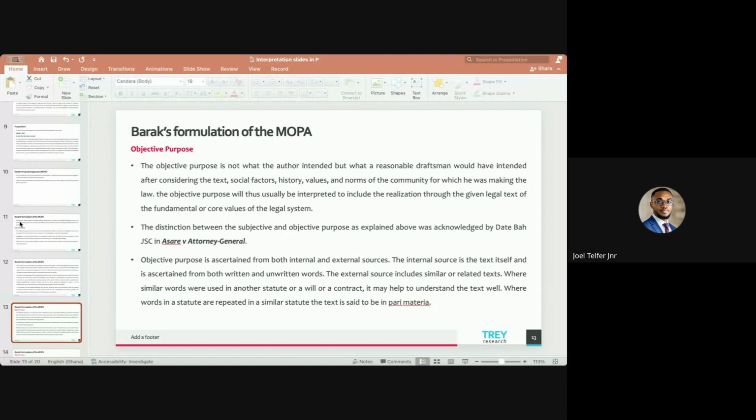And I'm saying that it is a synthesis of the objective purpose and the subjective purpose that leads you to determining the ultimate purpose. And once you get the ultimate purpose, you have achieved the legal meaning of the text. Is Barak making sense to you?